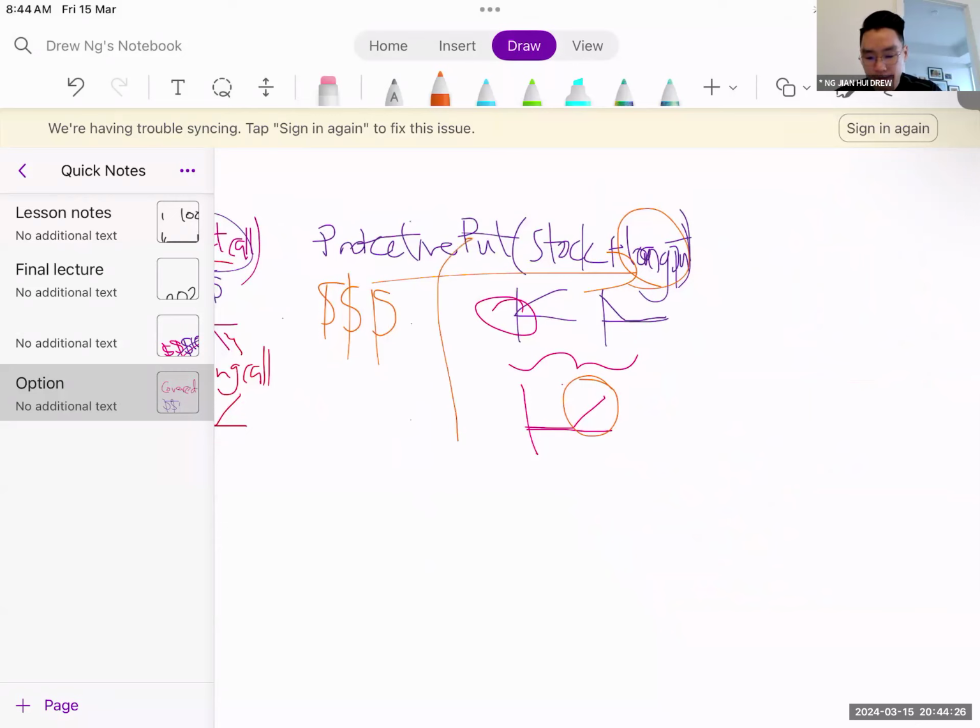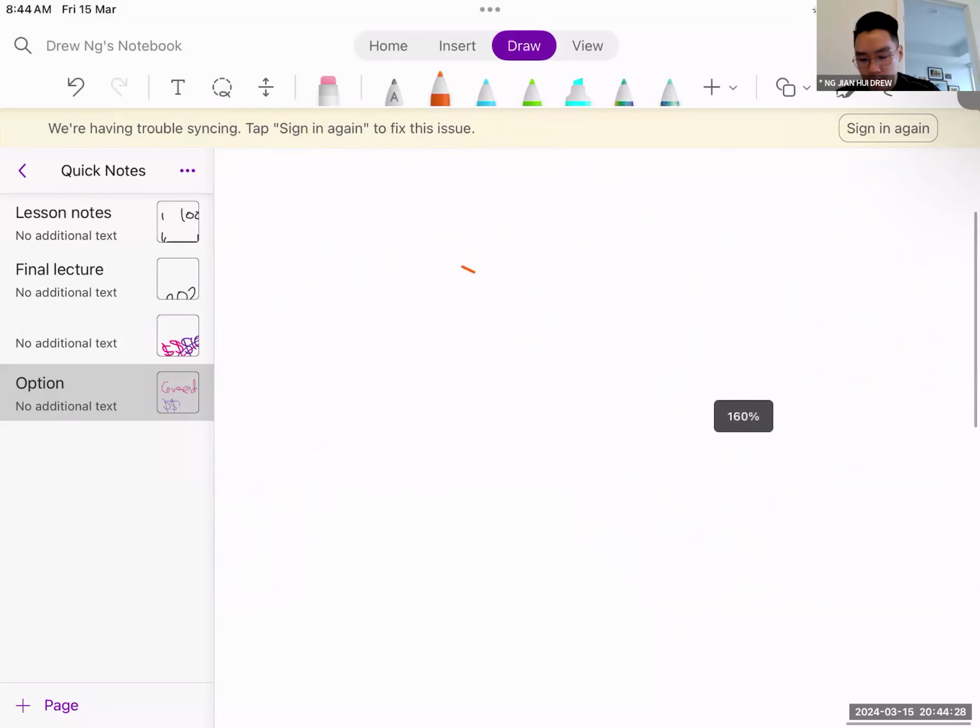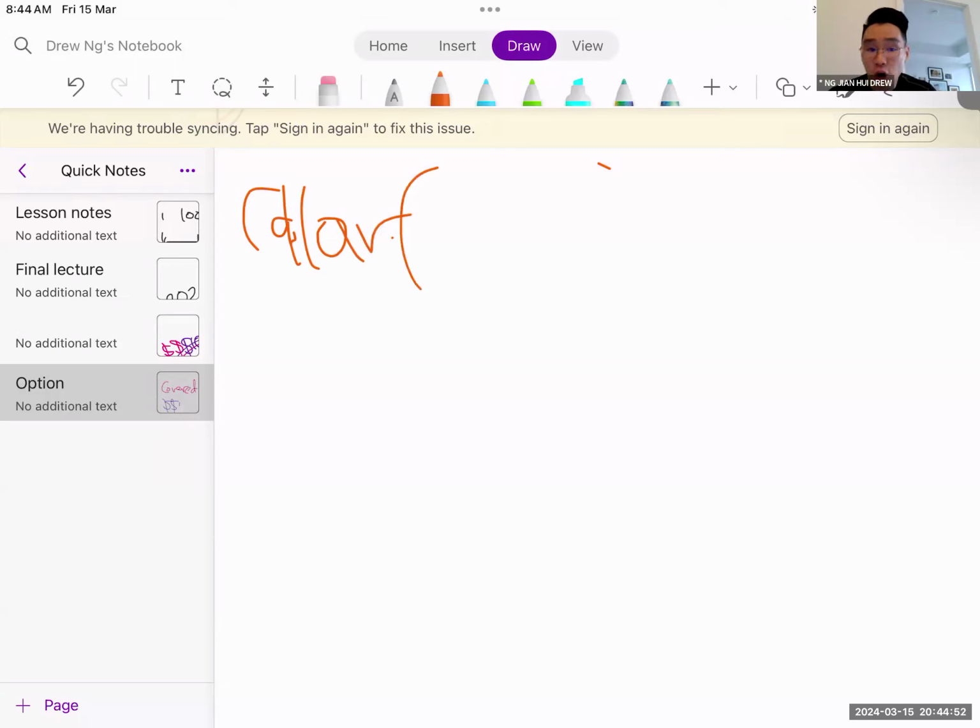Okay, now let's do one more. There are many types of derivative products, but let's try to do one more that I feel is important to cover. So now let's think about this thing called a collar position. A collar position is a bit more complex.